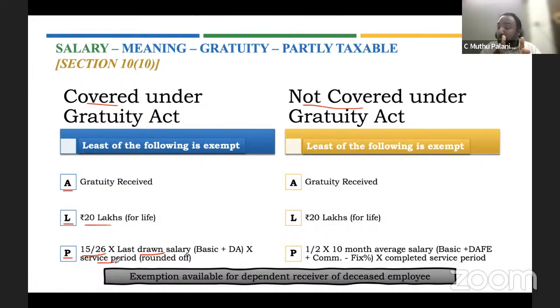So the working days will be 26. When you say 26, 26 is a month. So we are taking half month, that is 15 by 26. We are not taking 13, it is 15 by 26. So half month is 15 days, and the number of working days is 26.